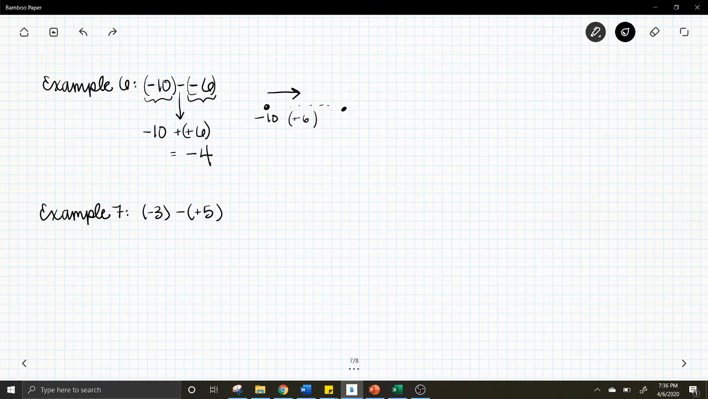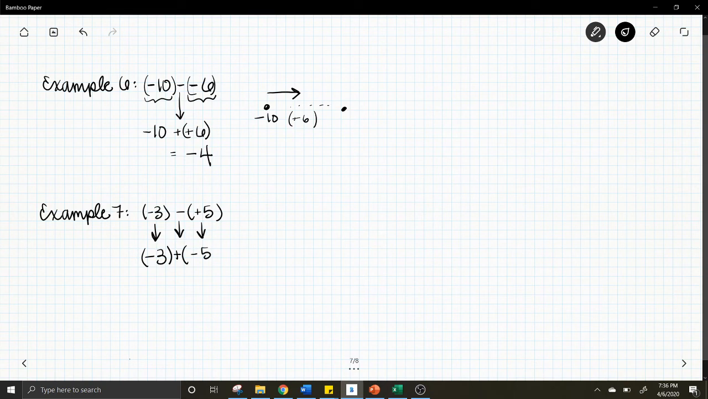Okay, our second example here, negative 3 minus positive 5. So let's change this into an addition problem. So negative 3 will remain the same. Our minus sign turns into a plus sign. I'll keep these in parentheses. And then our subtrahend becomes its opposite. So the opposite of positive 5 is negative 5. So now we have negative 3 plus negative 5.